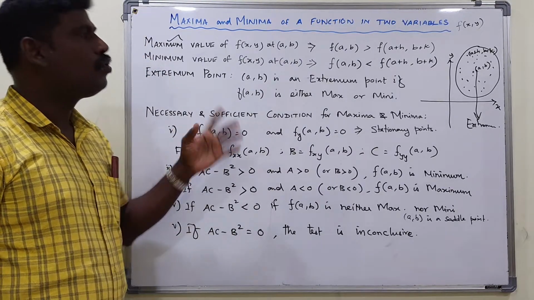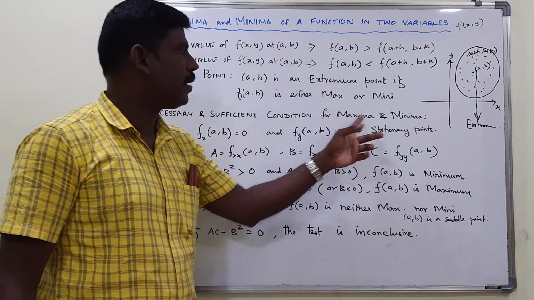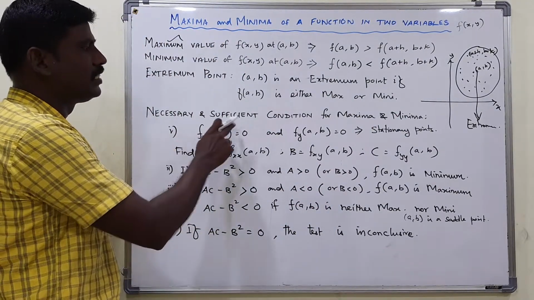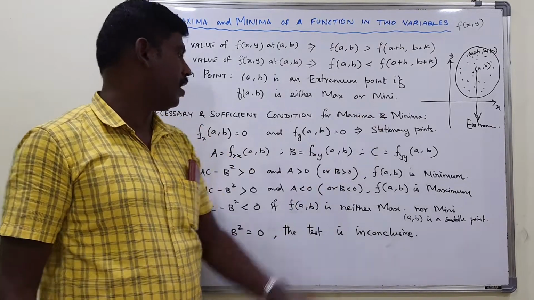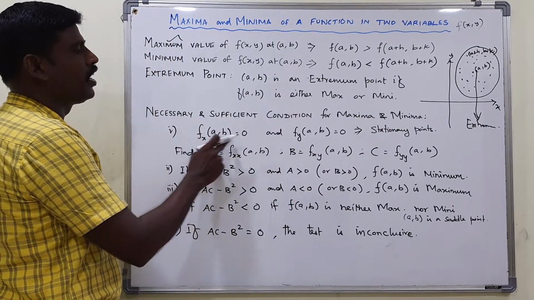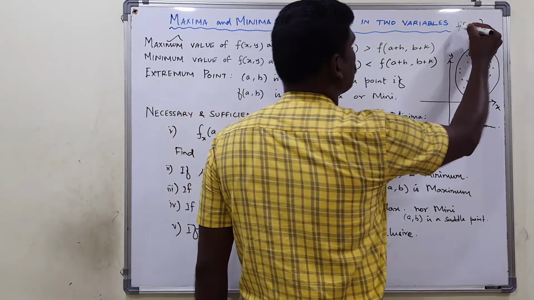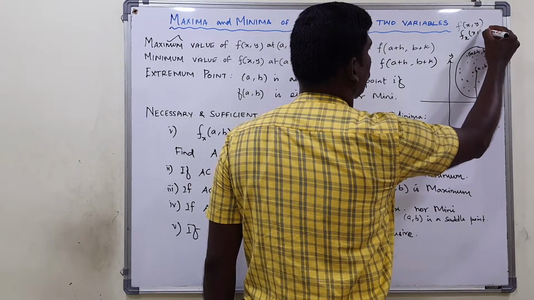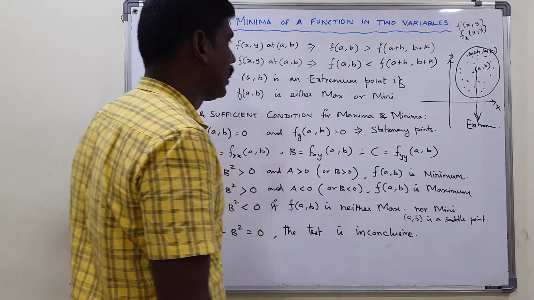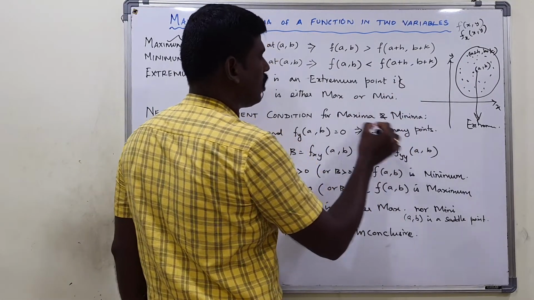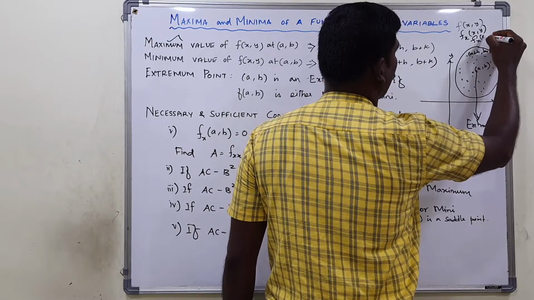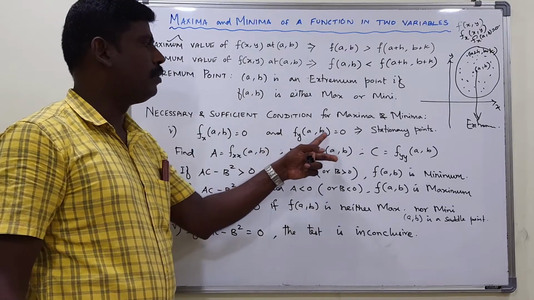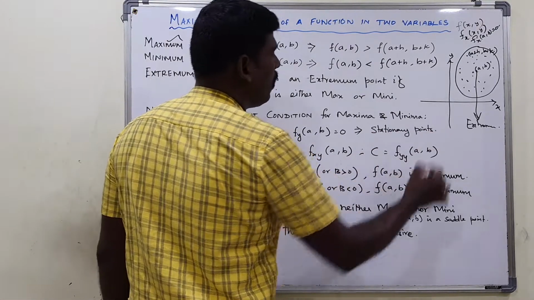Now let us go to how to find the maxima and minima of a function of two variables. What are the necessary and sufficient conditions for maxima and minima? First, equating fx of a comma b equal to 0. Given function is of the form f of x comma y, take the partial derivative of f with respect to x, you get fx of x comma y. Substitute the point a comma b, you get fx of a comma b and equate to 0. Same like that, equating fy of a comma b equal to 0, you can get the stationary points.